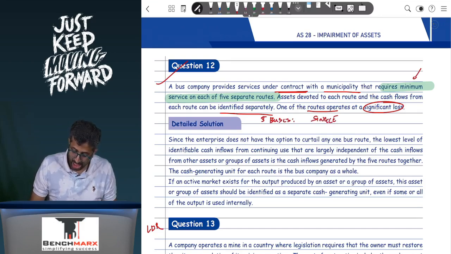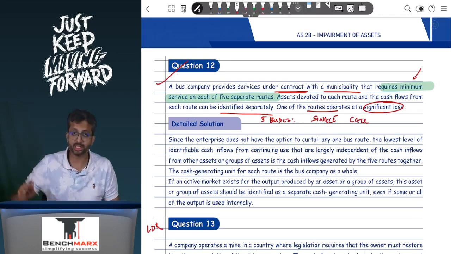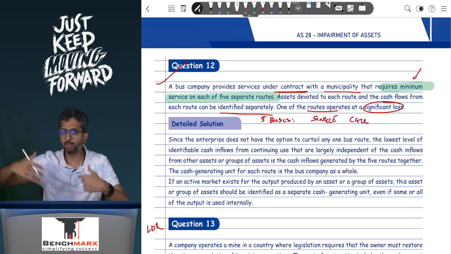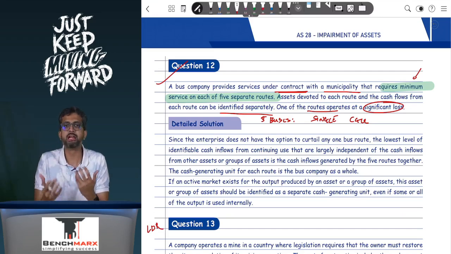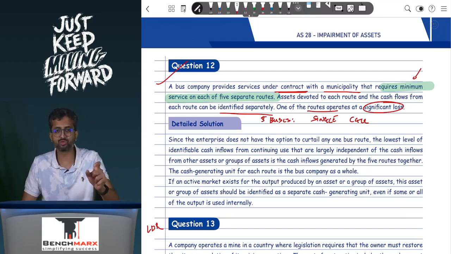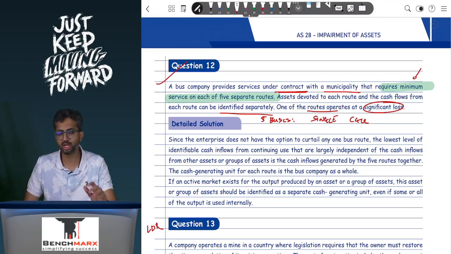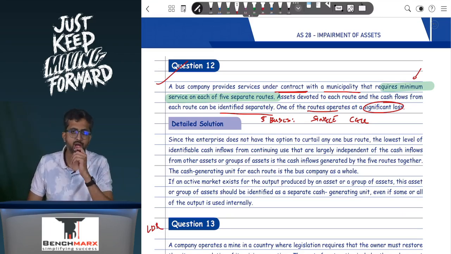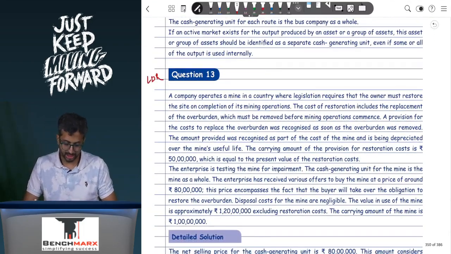Now, apart from this, there may be other 3 buses in another municipality. They will not be a part of my CGU, but these 5 buses generate cash flows, and these cash flows are interdependent, and hence I will treat this entire group of 5 buses as a single CGU. That is question number 12. Next, you go to question number 13.